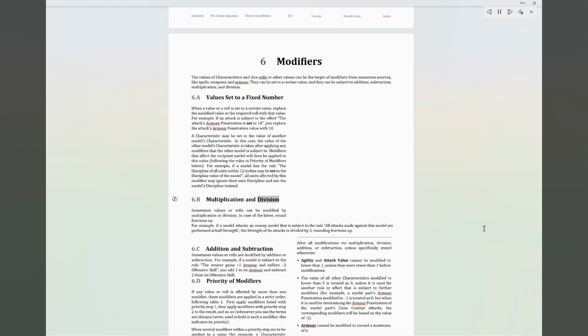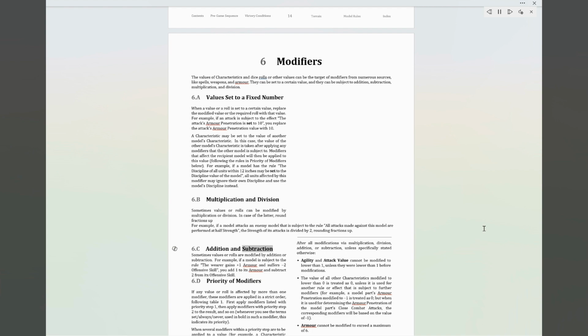Multiplication and division. Sometimes values or rolls can be modified by multiplication or division. In case of the latter, round fractions up. For example, if a model attacks an enemy model that is subject to the rule, all attacks made against this model are performed at half strength. The strength of attacks is divided by 2, rounding fractions up.